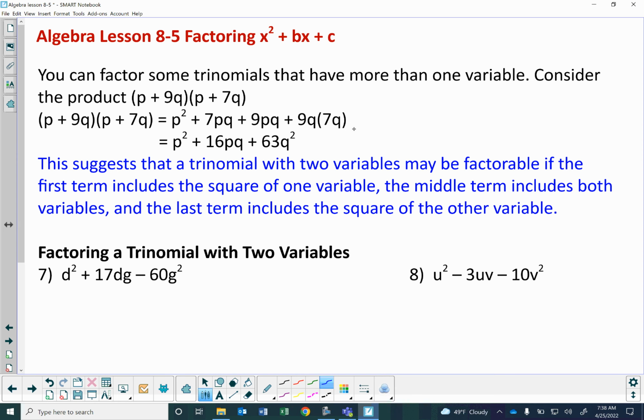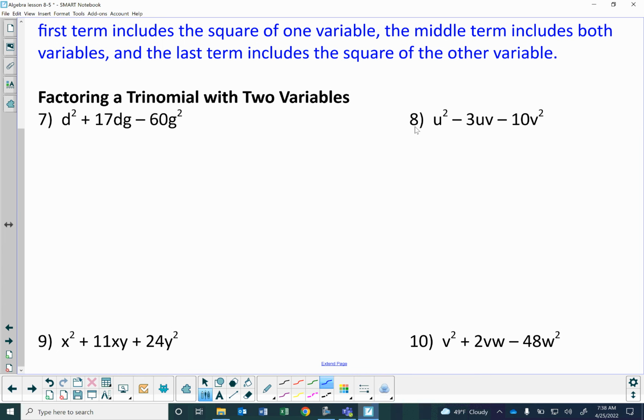Now, you can factor some trinomials that have more than one variable. For example, consider the product p plus 9q times p plus 7q. When we multiply that out, we would get p squared plus 16pq plus 63q squared. This suggests that a trinomial with two variables must be factorable if the first term includes the square of one variable, the middle term includes both variables, and the last term includes the square of the other variable. So the only difference now is we have to pay attention to our variables.